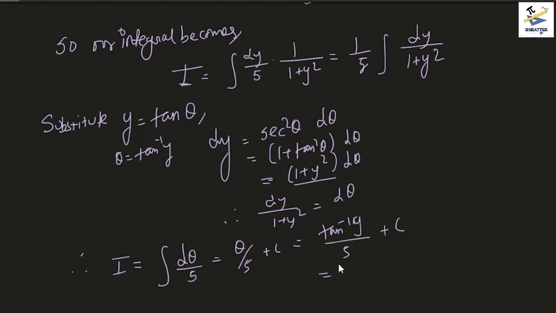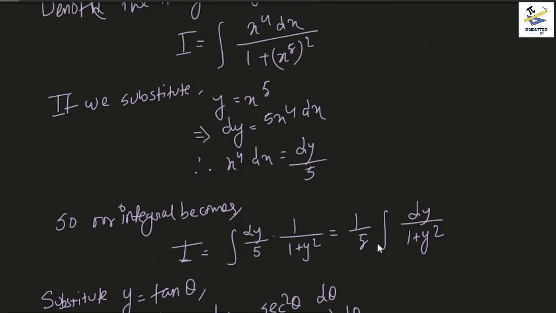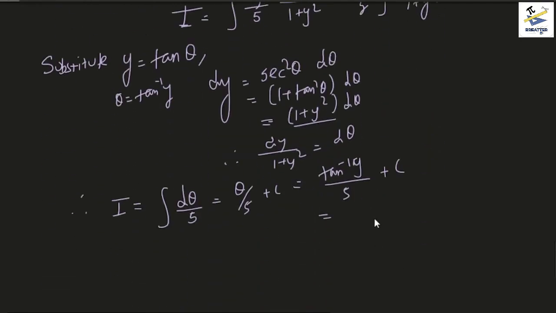But we also need to put back the value of y, which we substituted as x to the power 5. So the answer would be tan inverse of x to the power 5, whole divided by 5 plus c, which is our answer, right? Okay, so this is another problem, and let us do another one.